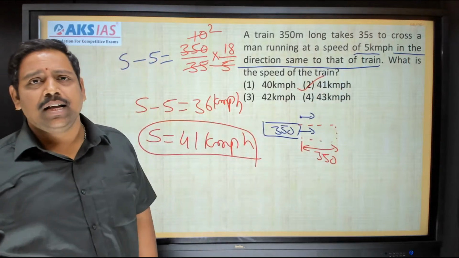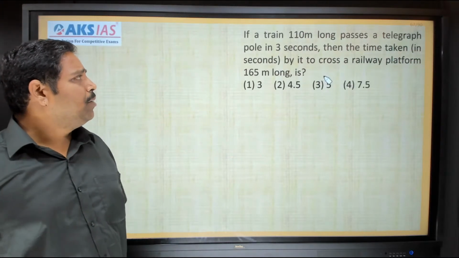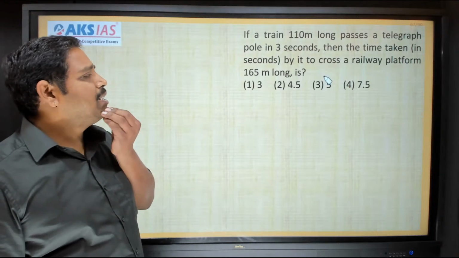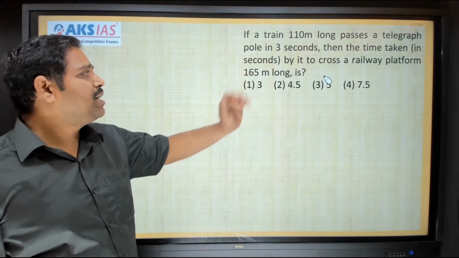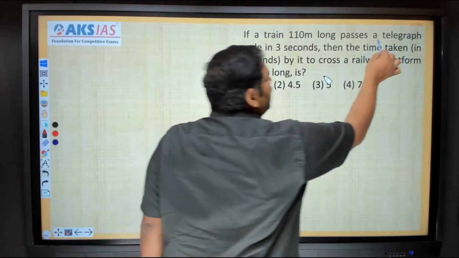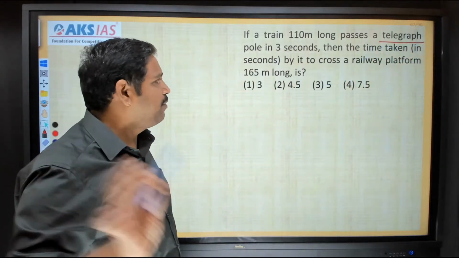Okay, my dear boys and girls, now let us see the next question. A train 110 meters long passes a telegraph pole in 3 seconds. Then the time taken by it to cross a railway platform 165 meters long is? So observe a point, my dear boys and girls. Again, it is crossing a telegraph pole. Pole means immovable, so no need of relative speed.